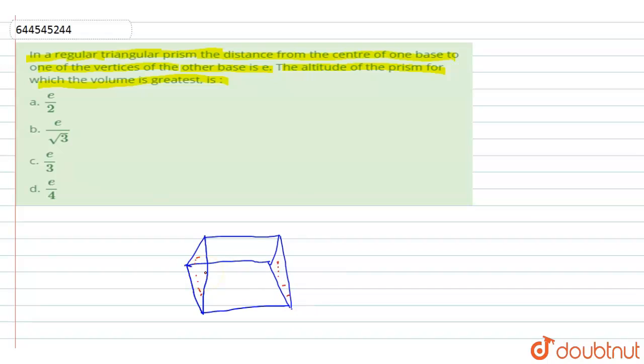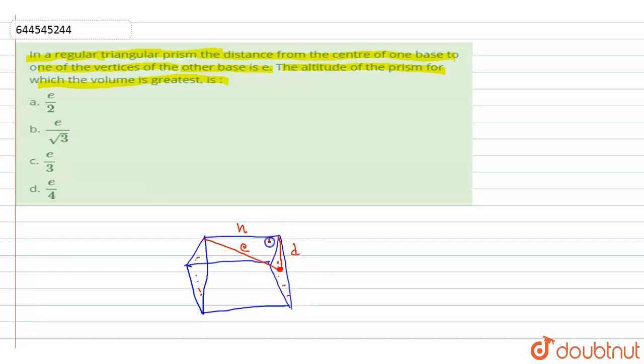It is also given that the distance from the center of one base to one of the vertices of the other base is E. Let us consider this is the base of the first triangle, so this distance is given from here to here. Any vertex we can take. Let us consider the altitude, the height, is h, and this distance we can take as d. And this is given, that is E.